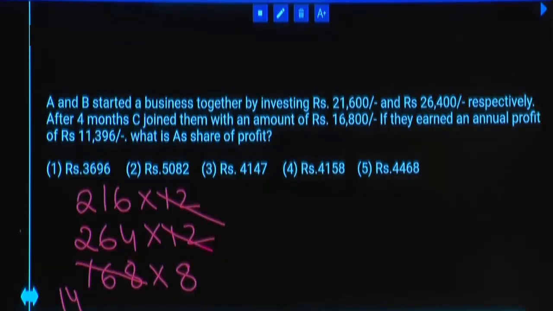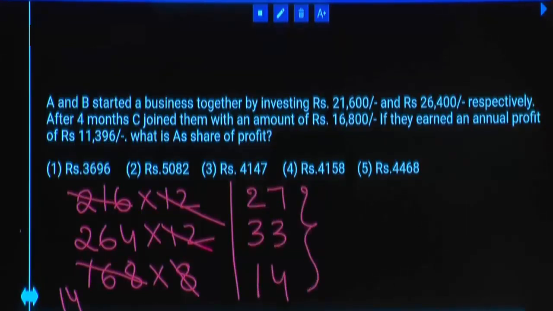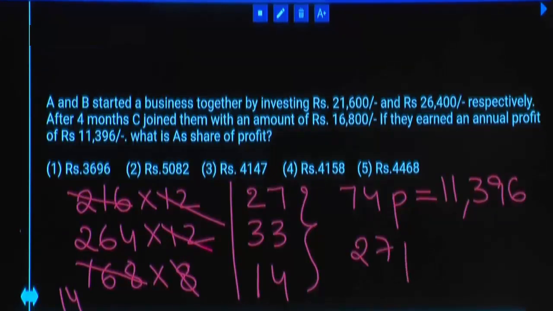Next, cancellation with 8. 8 how many times? 8, 2, 16, 56. 56 in the sense 7 times. 8, 3 is 24. Again 3 times. And then 14. So total how many parts we have? 74. 74 parts is equal to 11,396. We need to calculate A's share, which is equal to 27 parts.